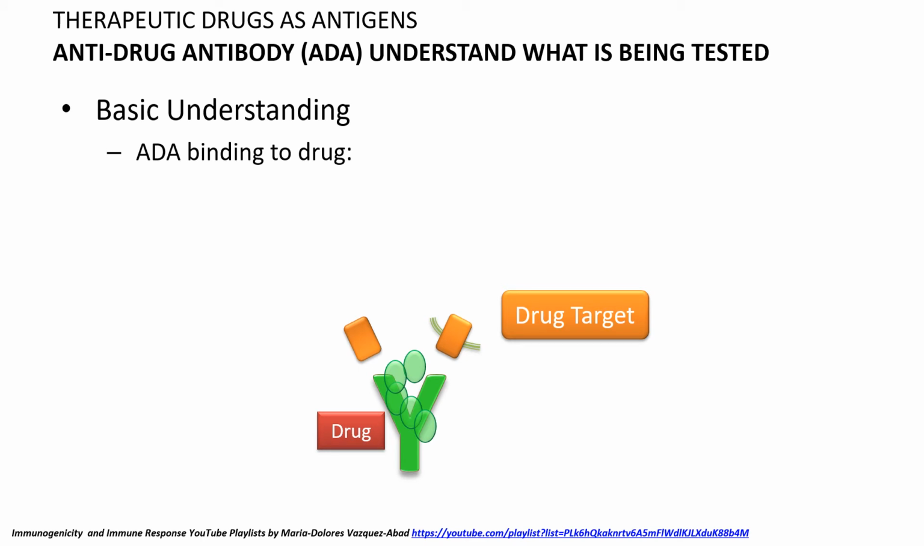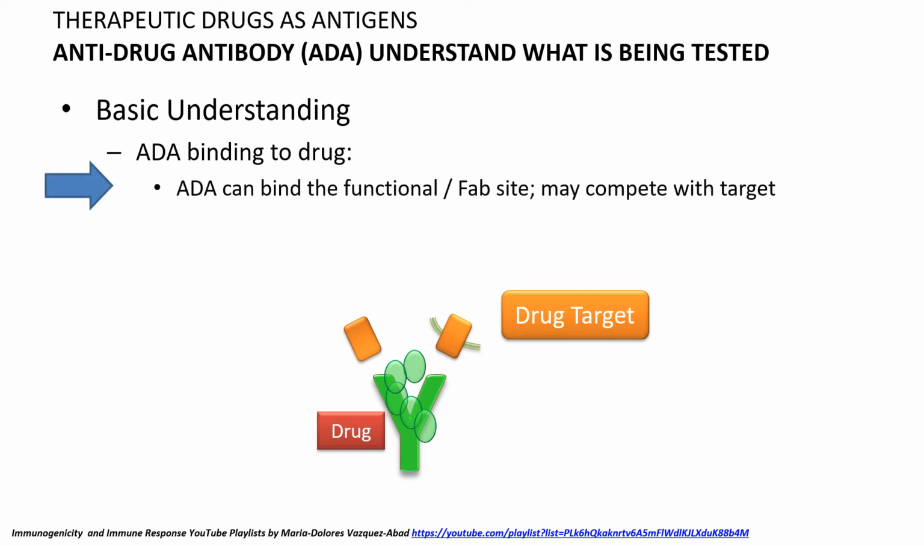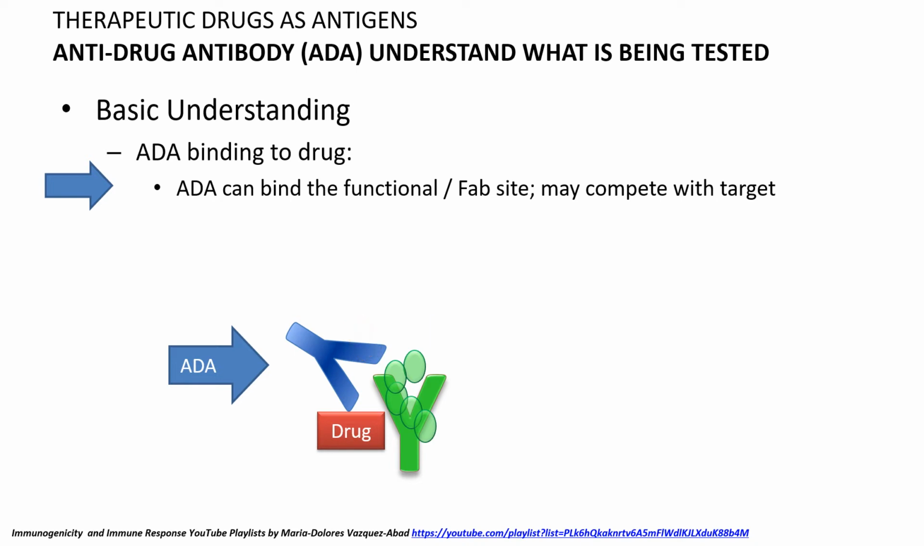Now, what is the antidrug antibody? Okay, so now we have the drug and we have the drug target. When there's antidrug antibodies, these antibodies could actually be binding the functional site of the drug. So whichever is the piece of the drug that binds the drug target. If the antidrug antibody identifies that functional part of our drug, that means the drug cannot bind its target. So again, these are antidrug antibodies that would neutralize our drug.